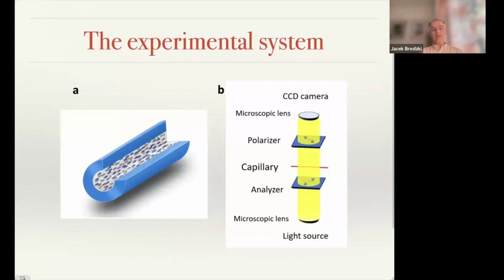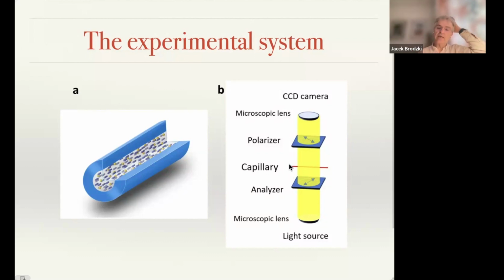So we teamed up with a group of physicists. I work with physicists at Southampton, and we teamed up with physicists in Warsaw. And they performed the following experiment. They have this liquid crystal in a tiny capillary. So this is a very narrow tube. So it's arranged along the axis of this tube.